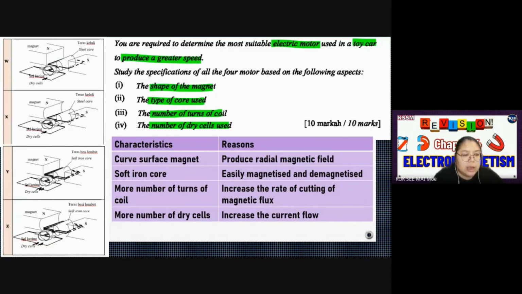Okay, so I want curved. Then the flat one, I cancel. I don't want the flat one. Then continue. Soft iron, that means the steel I don't want. Next one, I want more number of coil turns, so this one I don't want. And the last one, number of dry cells, I want more. So this one I don't want, this one I don't want. So you see which one is totally never crossed, there's a Z. Z is the totally perfect one. So I need to choose. That means this is how we answer the essay question.